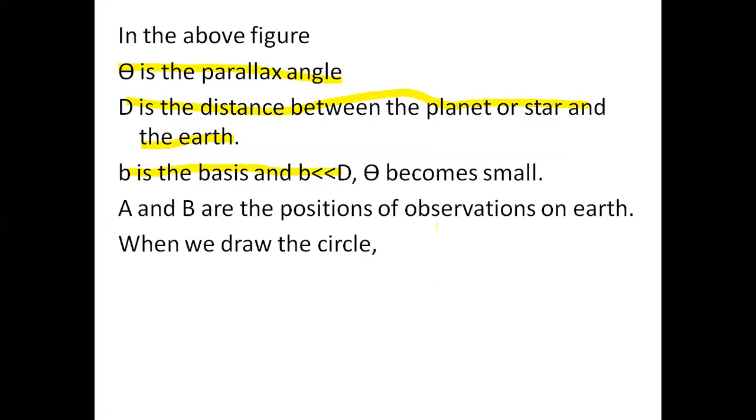Next, b is the basis and b is very much less than D. Here capital D, you know, means the distance between the planet, or the star, and the earth.